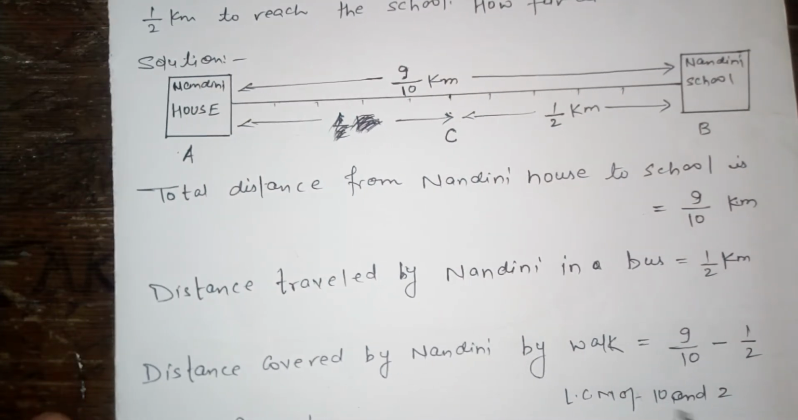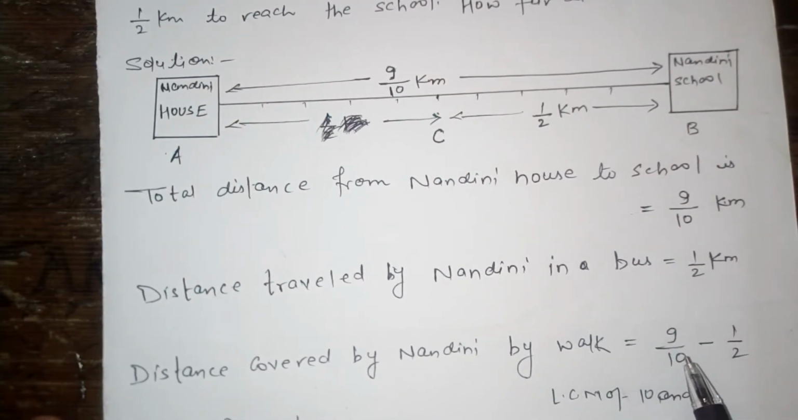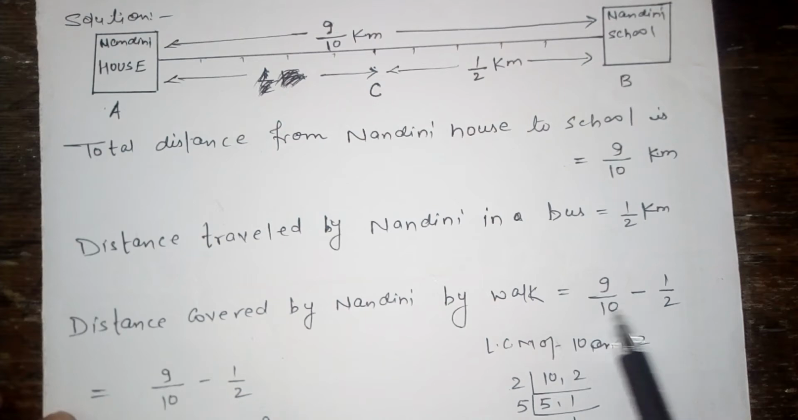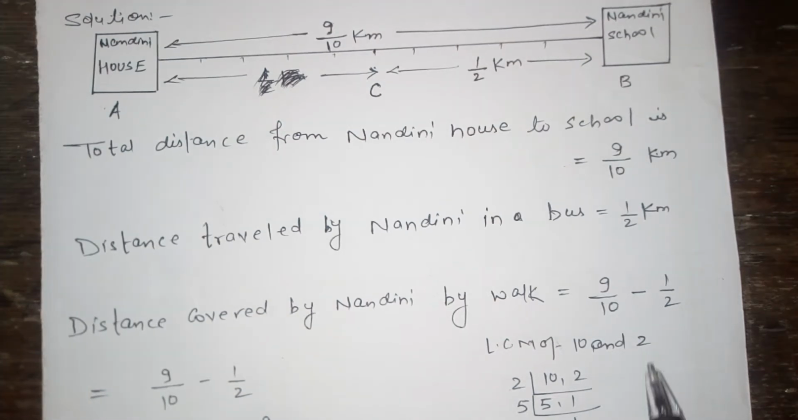So what will you do? In this question we will subtract 1 upon 2 from 9 upon 10. So 9 upon 10 minus 1 upon 2, these two fractions are unlike fractions, and unlike fractions we will convert to like fractions.